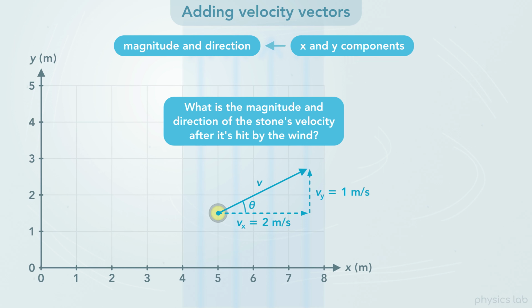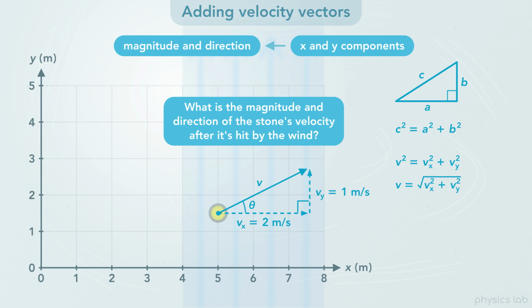For that, we're going to use the Pythagorean theorem. For a right triangle, where c is the length of the hypotenuse, and a and b are the other two sides, then c squared equals a squared plus b squared. If we apply that to this vector, v is the hypotenuse, c, and Vx and Vy are the other sides, a and b. So v squared equals Vx squared plus Vy squared.